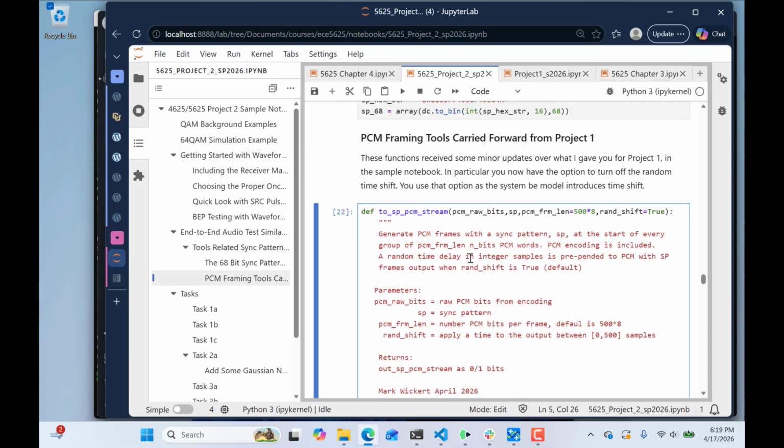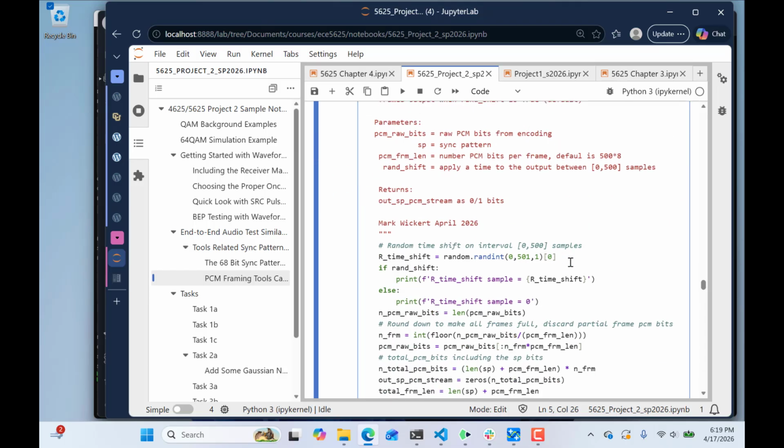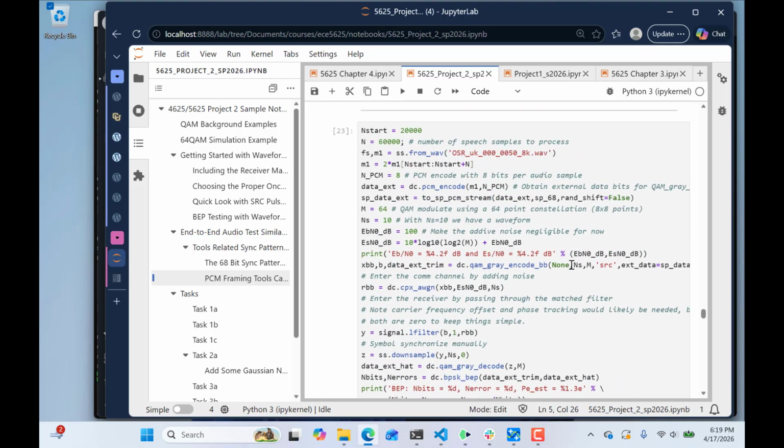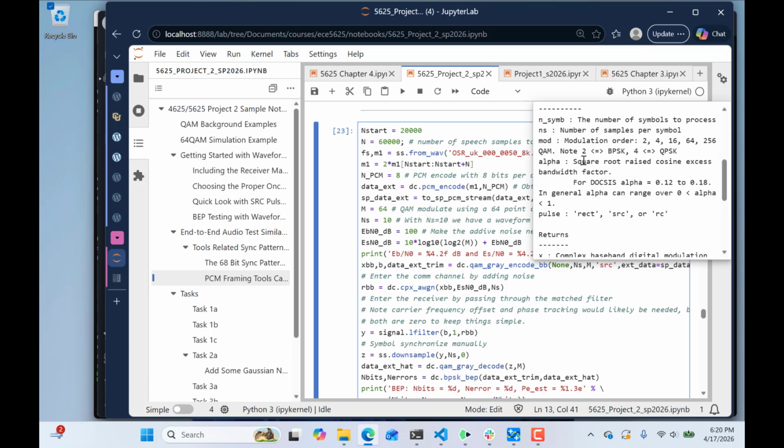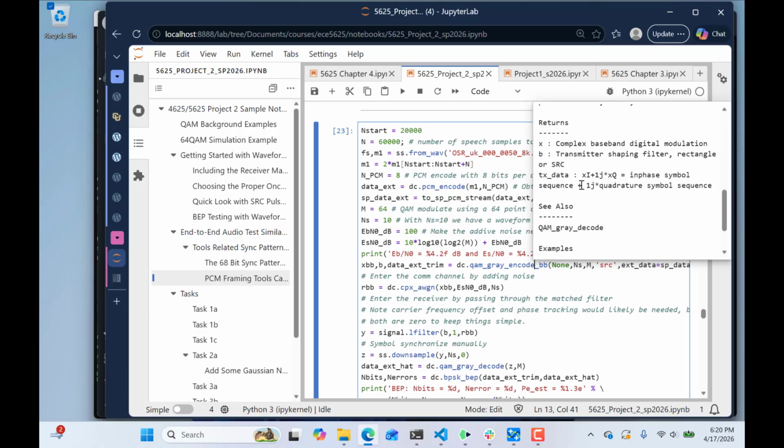Here's the rework of the functions from project 1. I just cleaned them up and added some more features that were important. But here we're going to run an example where we're going to bring in some samples of speech. We're going to bring in 60,000 samples of speech, encode it with 8, and there's an option to take that in. After we encode it, we're going to add the sync pattern to it, and then we're going to send that in using this option, external data, rather than random data, which is what you'd get if you didn't use none in there. Normally it's the number of symbols, but you have an option to put in none and then put in external data.